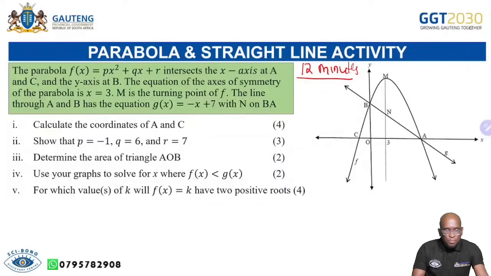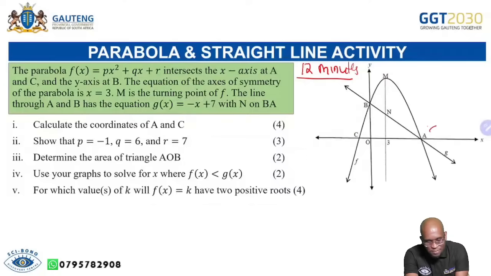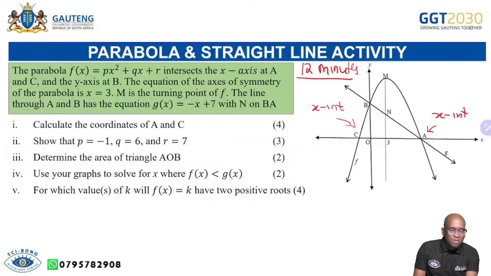Right, hello and welcome back. I hope that you were able to fight it out. It's a very nice question. It's a bit different from the norm in the sense that you are not given the equation of a parabola, but they want you to get the x-intercept. Because if you check, A is an x-intercept and C is an x-intercept. This would have been nicer if you were given the equation of the parabola, but it's given differently now.